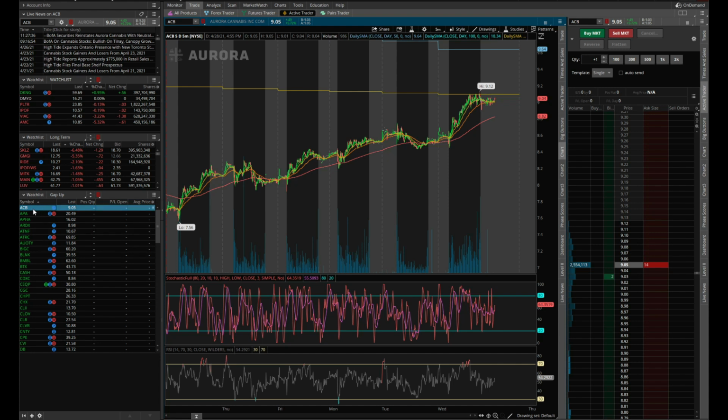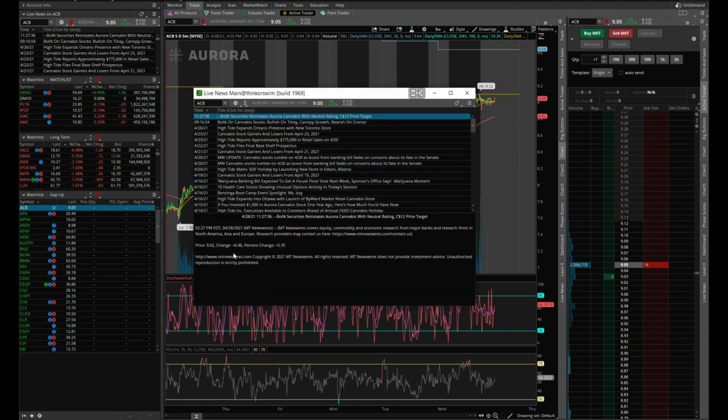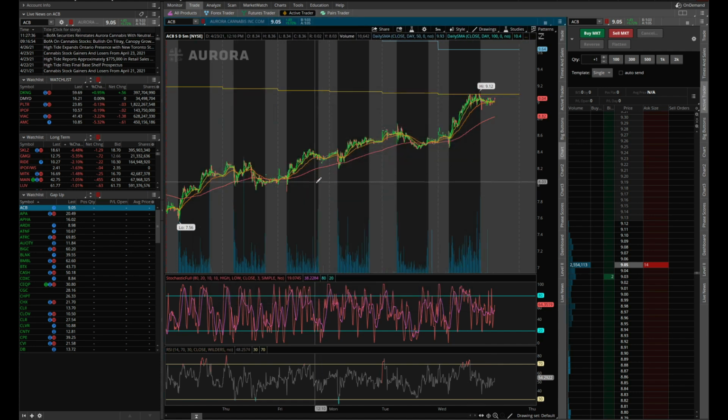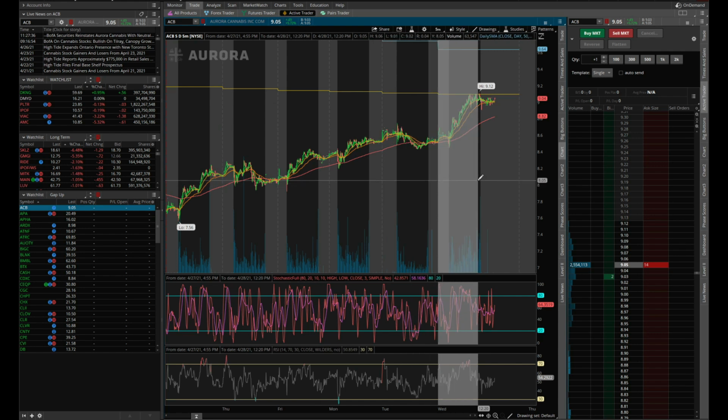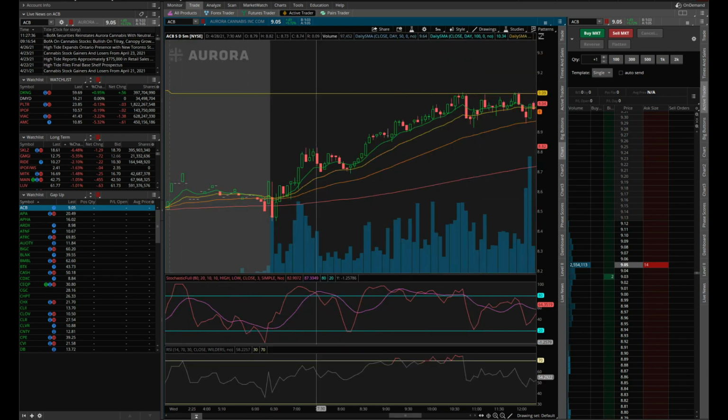So first here, you look at ACB, which is Aurora Cannabis, and you look up here and see what the news is. The news on Aurora is Bank of America reinstates Aurora Cannabis with neutral rating, $12 price target. It's currently trading at 9, so that's actually a great catalyst for this stock to continue going higher. So this would definitely be one, as of this morning, that I would continue to watch and continue to put on my list there.